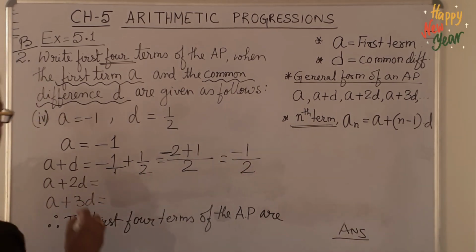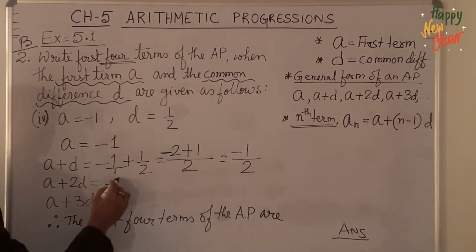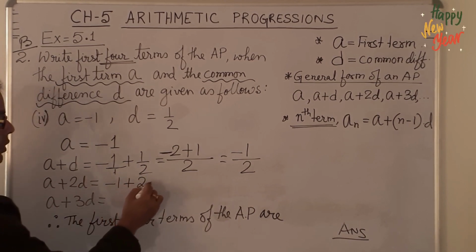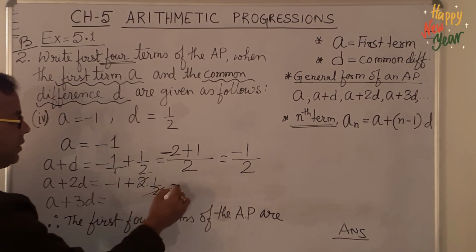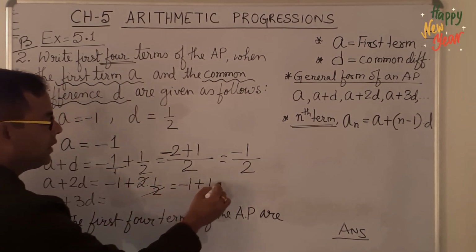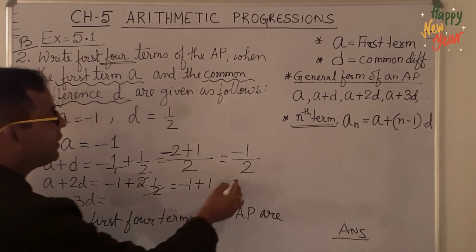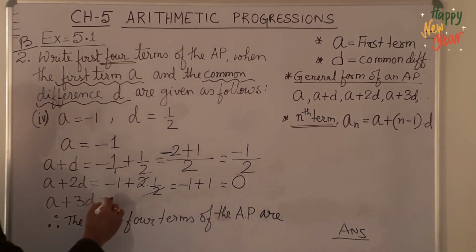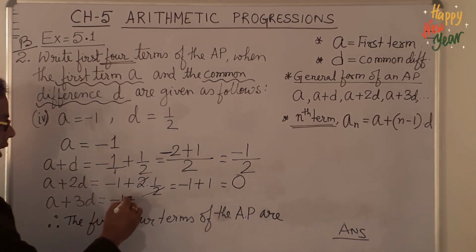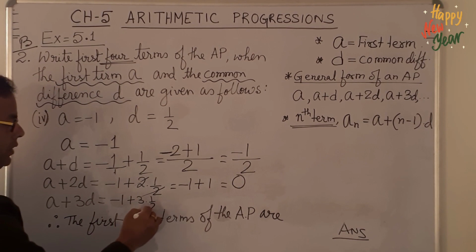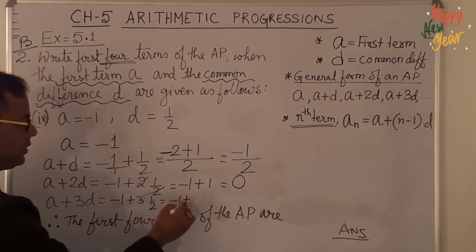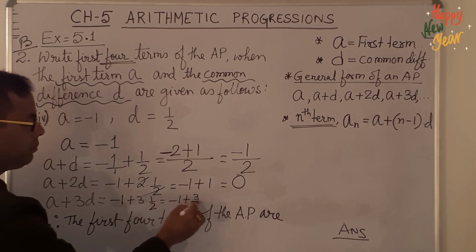Clear? Next one. Again minus 1 plus 2D. 2 into 1 by 2. Now 2 cancels. So what is left here? Minus 1 plus 1. Now minus 1 plus 1 is ultimately 0. Clear? Then the last one. Minus 1 plus 3 into 1 by 2. So what you get? Minus 1 plus 3 into 1, 3 by 2.